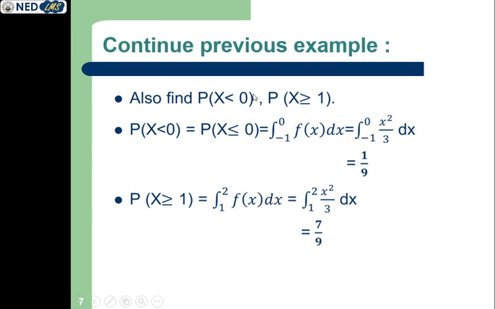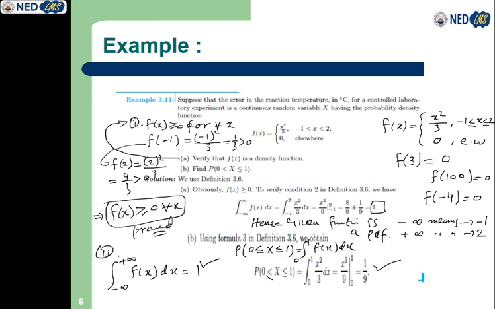Now second part, student, a similar numerical. Now you have to find the probability x less than 0. How could you find it? Integrate. x less than or equal to 0 stands for the upper limit, because we have to find the probability till 0. What about the lower limit, student? The lower limit is from our given function. What is our given function?